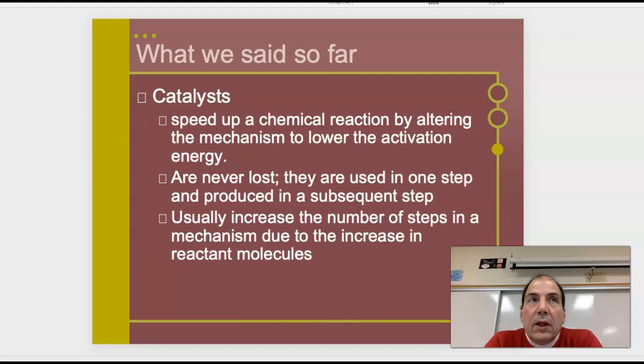Keep in mind, catalysts are never lost. We've talked about this. You may put them in as a reactant, but you get them out in a subsequent step. So if I start with 10 grams of palladium, I end with 10 grams of palladium. That is definitely how that catalyst would work.